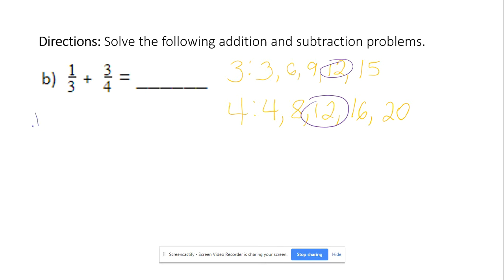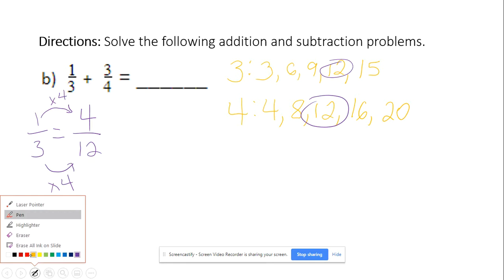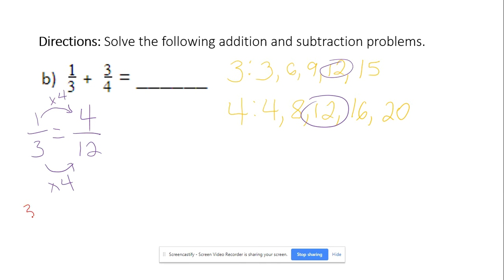So we're going to rewrite 1/3 as an equivalent fraction of 12ths. Let's see, 3 times 4 equals 12, and 1 times 4 equals 4. So 1/3 is equal to 4/12. Now we have 3/4, and we're going to rewrite this as 12ths again. 4 times 3 equals 12. So I'm going to multiply my numerator times 3. 3 times 3 is 9. 3/4 is equivalent to 9/12.